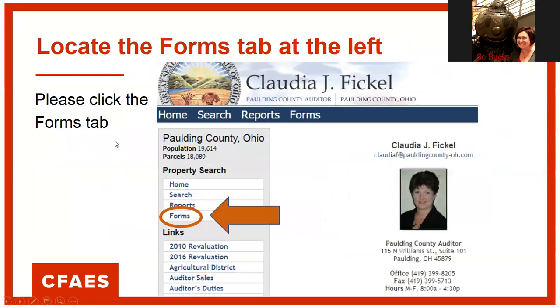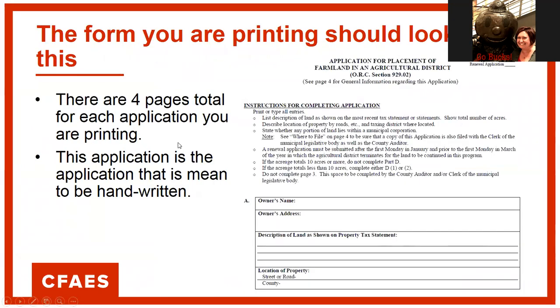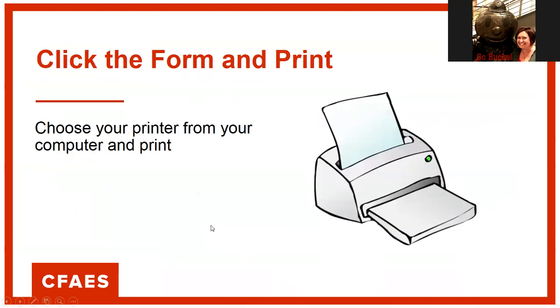So what you'll do is locate the Forms tab on the left-hand side. It's underneath Property Search, and it's the fourth item down. Click that Forms tab. It will take you to a new screen on the auditor's website, and then you'll find the form called the Ag District Application. The front of it, or the top of it, would look like what I'm showing you on the screen. There are 4 pages total for each application, and this is the one that's meant to be handwritten. So once you have that, click print and print a copy, and we'll show you how to fill it out.